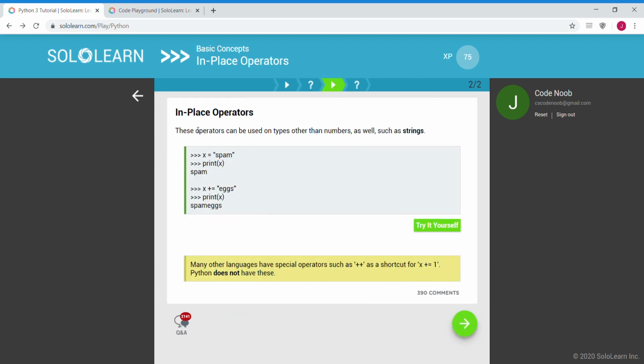Okay. In-place operators. These operators can be used on types other than numbers as well, such as strings. Okay, x equals spam, print x, spam, x plus equals eggs, print x, spam eggs. Okay, so it's the same thing, but you can use it with strings and other types other than just integers. Many other languages have special operators such as ++ as a shortcut for x plus equals 1. Python does not have these. Okay, so I guess in other coding languages it's a little bit different.